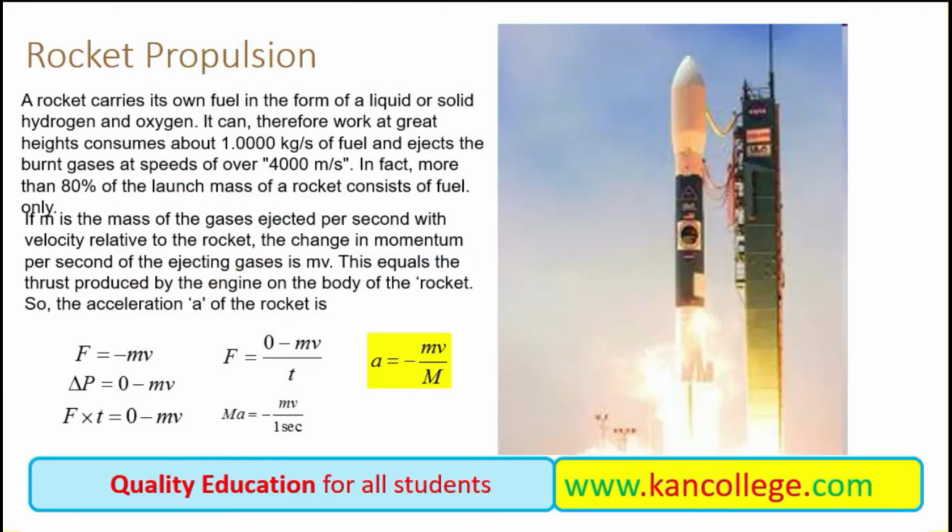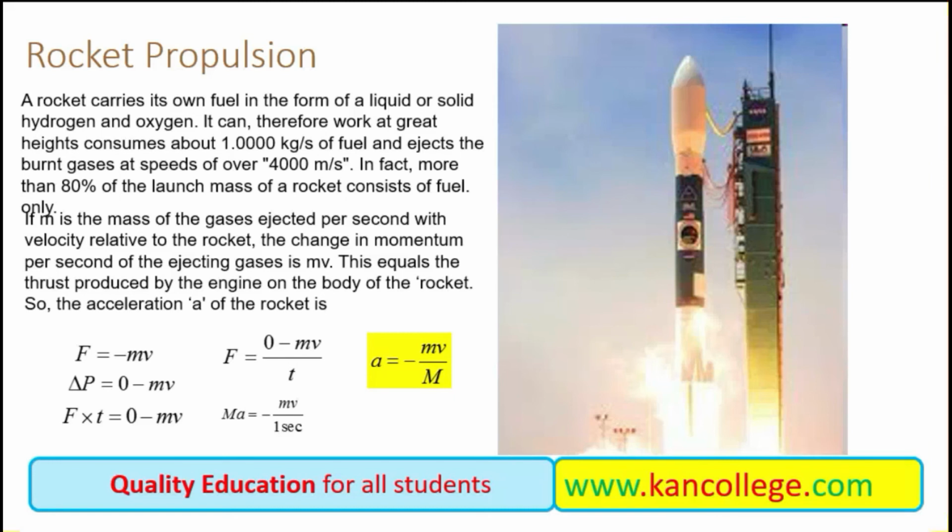And the last topic, rocket propulsion. A rocket carries its own fuel in the form of liquid or solid hydrogen and oxygen. It can therefore work at great heights, consumes about 10,000 kilograms per second of fuel, and ejects the burnt gases at a speed of over 4,000 meters per second. In fact, more than 80% of the large mass of the rocket consists of fuel.